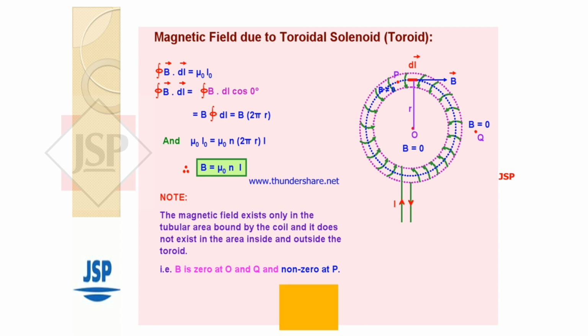Note: the magnetic field exists only in the tubular area bound by the coil, and it does not exist in the area inside and outside the toroid. That is, B is 0 at O and Q and non-zero at P, according to the right hand thumb rule.